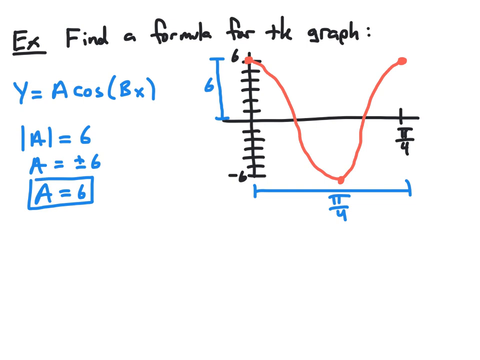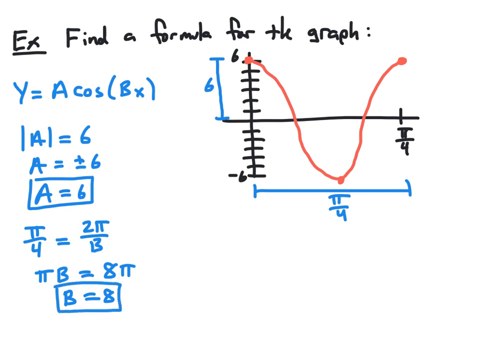We also know the period here is pi over 4. And we know that the period is equal to 2 pi over the number b. And so we can solve this equation for b. We can solve this a couple different ways. For example, if we do cross multiplication, we see that pi times b will equal 4 times 2 pi, or 8 pi. And then dividing both sides by pi, we get b is equal to 8.